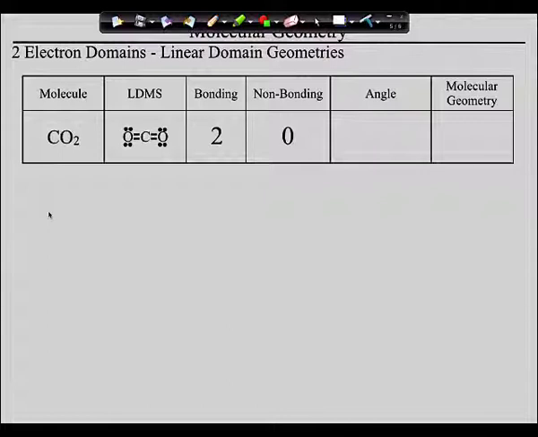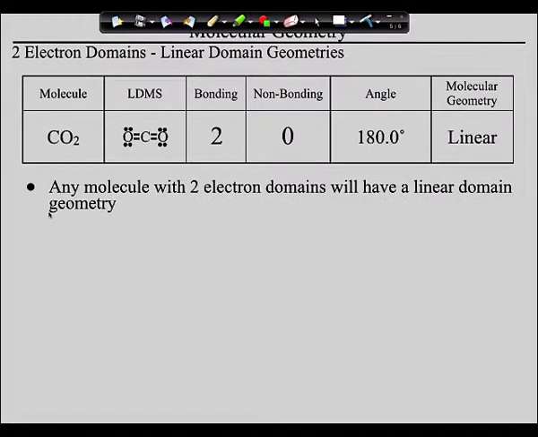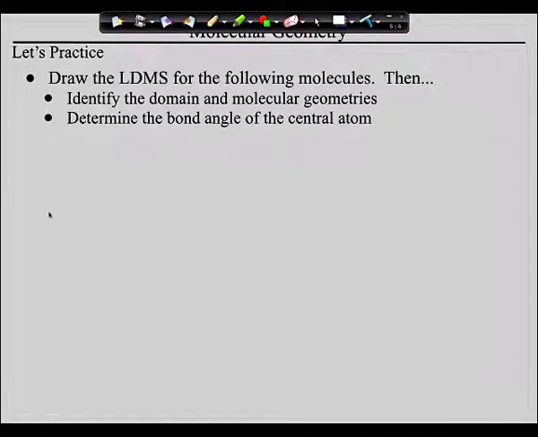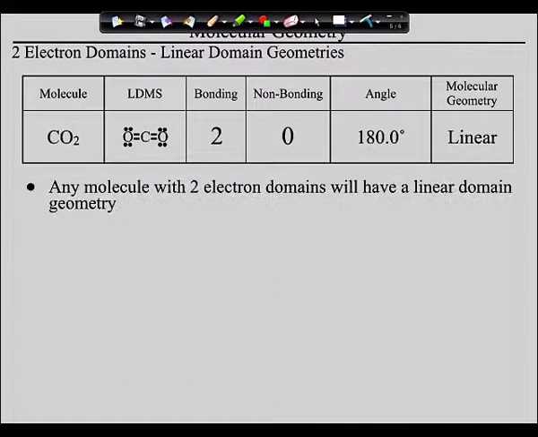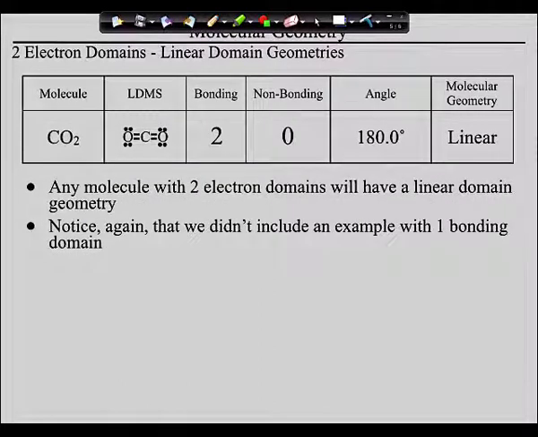Oh my gosh, it's linear. That's the point. They're all in a straight line, and you can see the 180-degree angles. So the angle in this is 180, and the molecular geometry is also linear. Now guys, again, notice that I left off the example of one bonding domain, because that would be straight, and there would not be an angle. You guys good? All right, so what are we going to do with this?